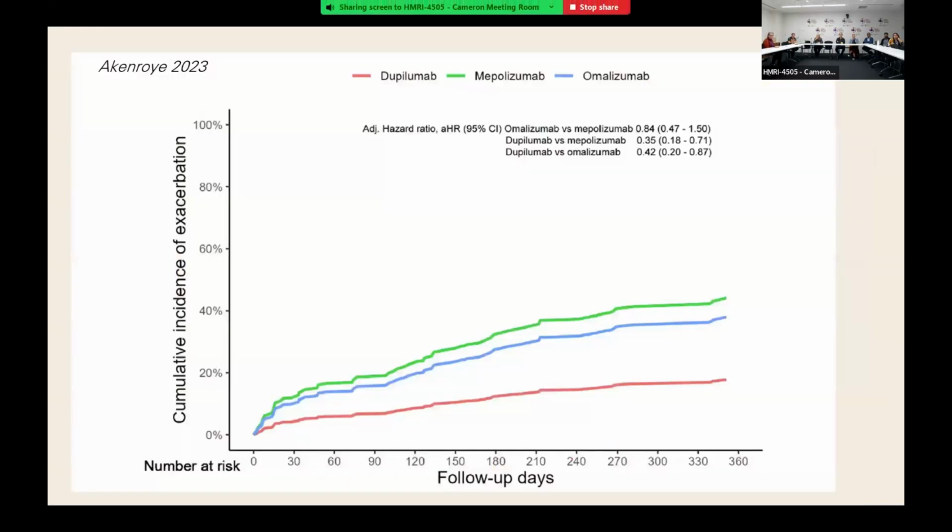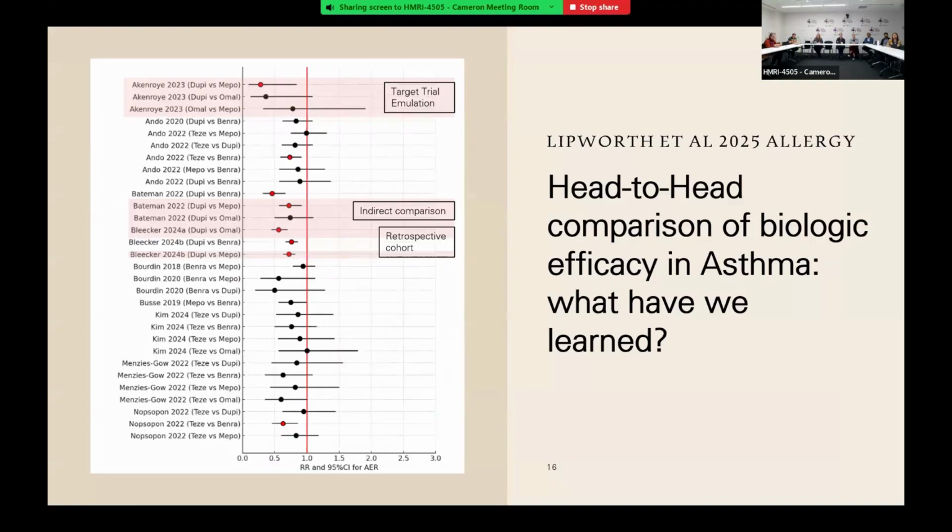So these are the results that they found in their target trial emulation. Essentially this is your exacerbation rate. Here are your 3 drugs, and it's showing that dupilumab has the lowest exacerbation rate, so it's the most successful in this particular study for the number of people they have. Right? And then I found this analysis by Brian Lipworth from Allergy.